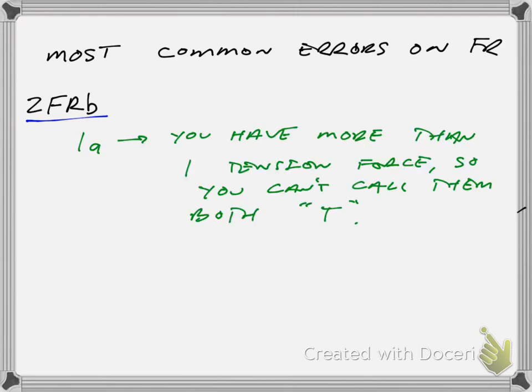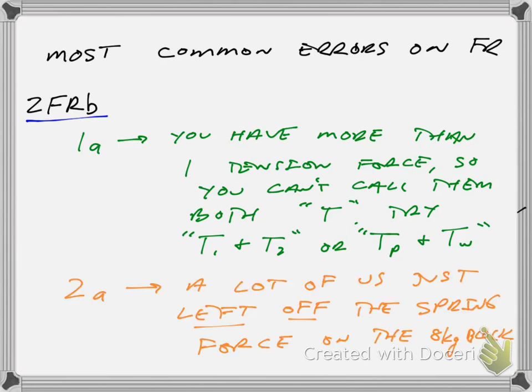On 1A, you had more than one tension force, and so you can't just label them both capital T. Suggestions would be T1 and T2, or TP for like the pendulum tension, and TW for the string attached to the wall. Again, it doesn't matter what you do, just make sure you do something that can distinguish between those.